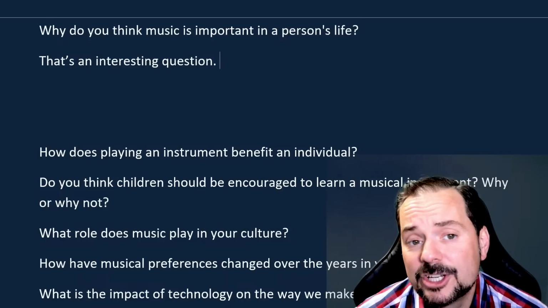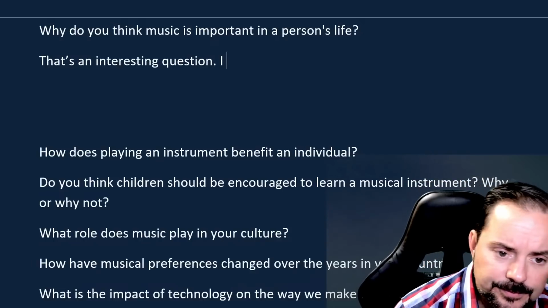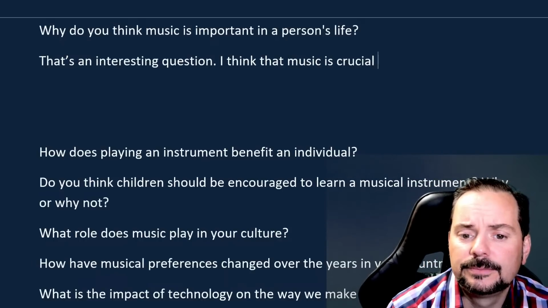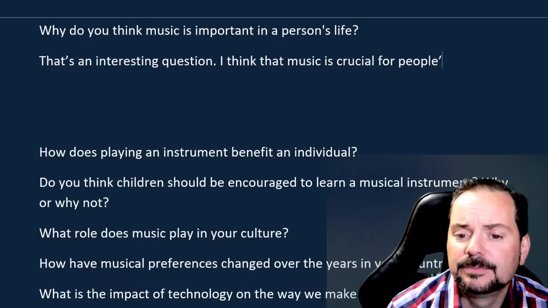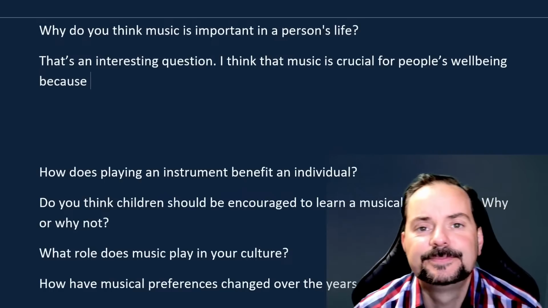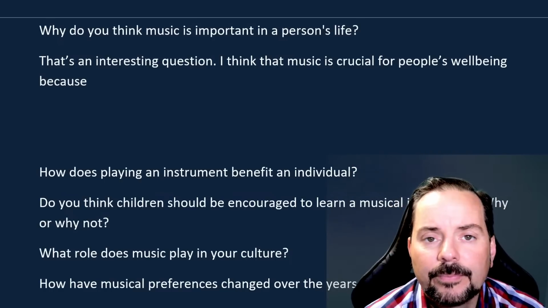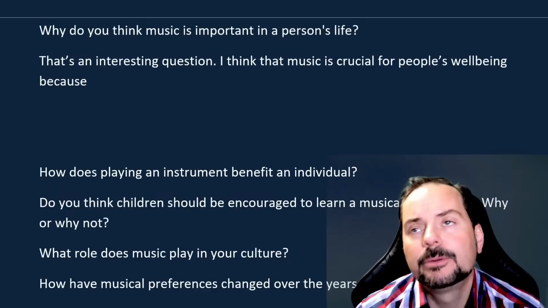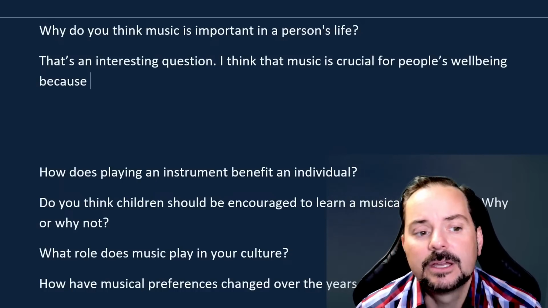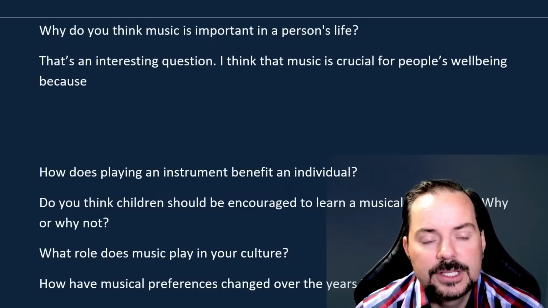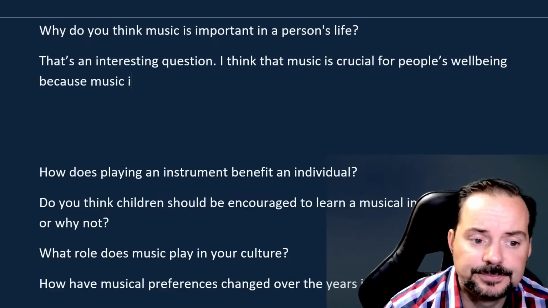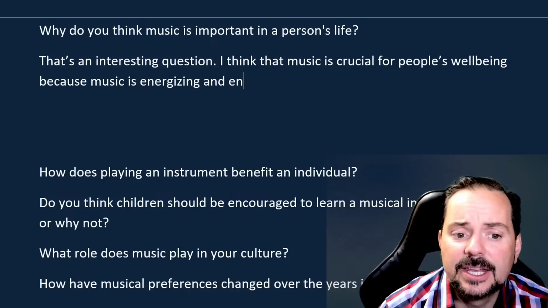And then use the question. So I think that music is crucial for people's well-being because, all right? Okay. And then think about it. Don't overcomplicate. So think about the main reasons why music. What do we do with it? So when do you listen to music? Well, you listen to it for entertainment when you want to have fun, because music is energizing and entertaining.